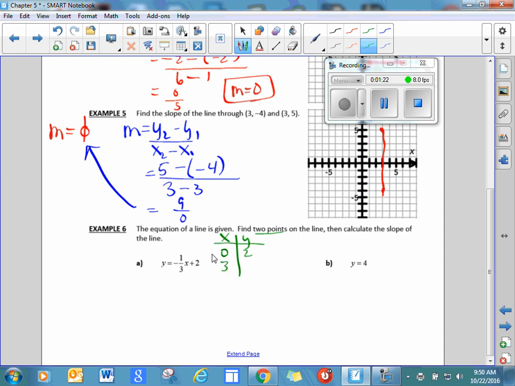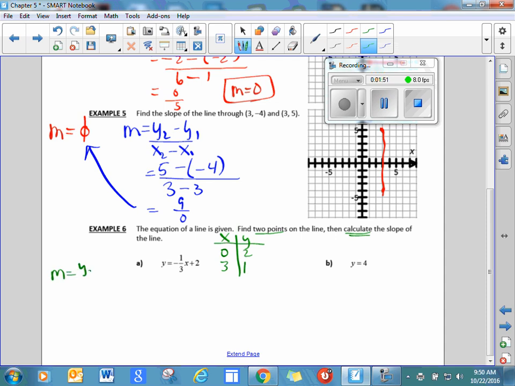So if I pick positive 3 and plug in here, negative 1/3 times positive 3 is negative 1, and negative 1 plus 2 is positive 1. Satisfy yourself, you can do that arithmetic. There are my 2 points. I'm going to use the formula because it says calculate the slope, and it doesn't ask us to graph it, so we don't have a graph to do rise over run.